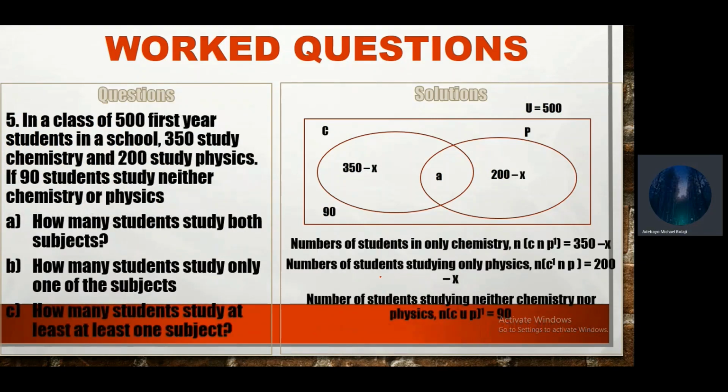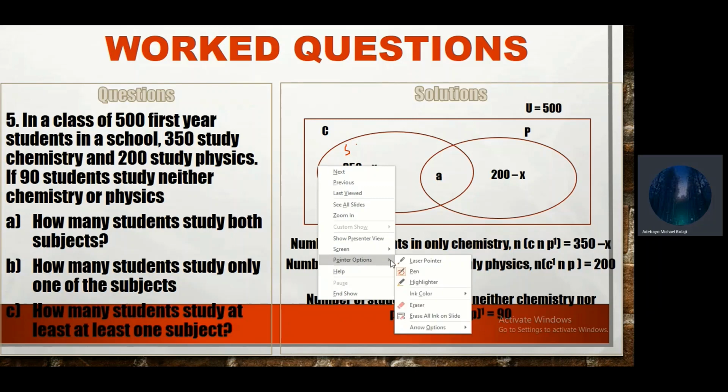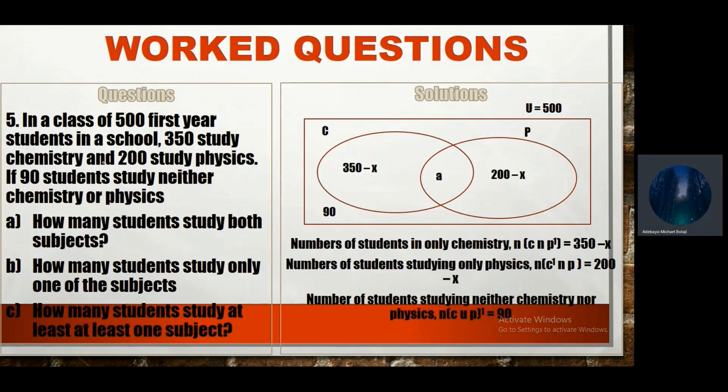Our next question says, in a class of 500 first-year students in a school, 350 study chemistry. That's why we have chemistry 350 students. Let's clean that. 350 students, and 200 study physics. So that's why we have 200 here. 90 study neither. That's why 90 is outside of the two ovals.